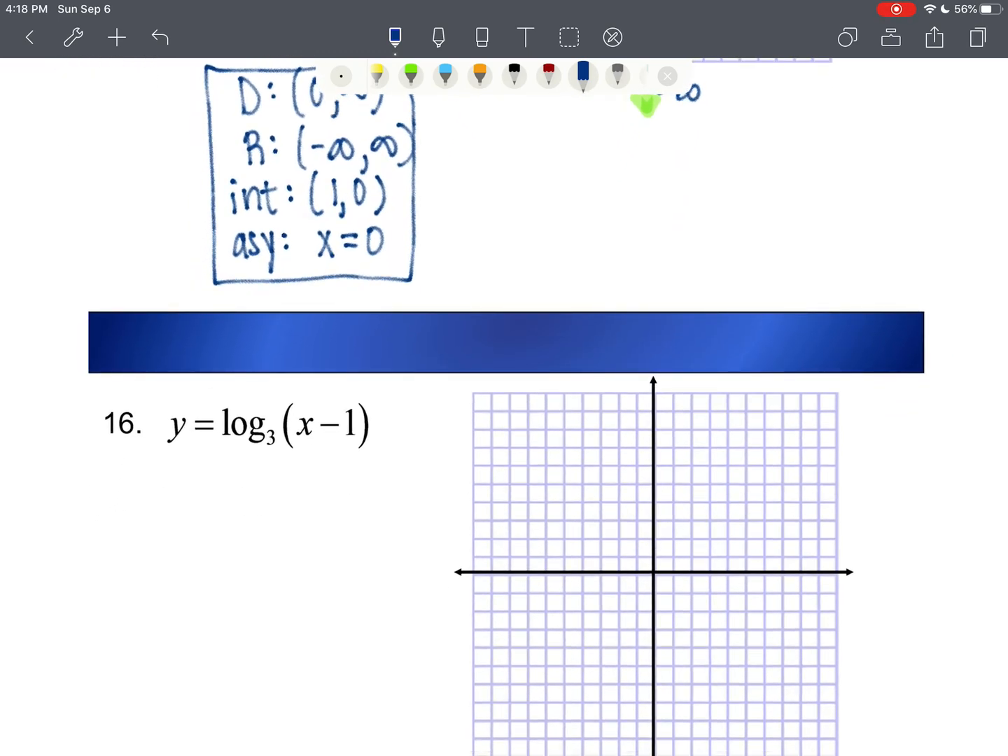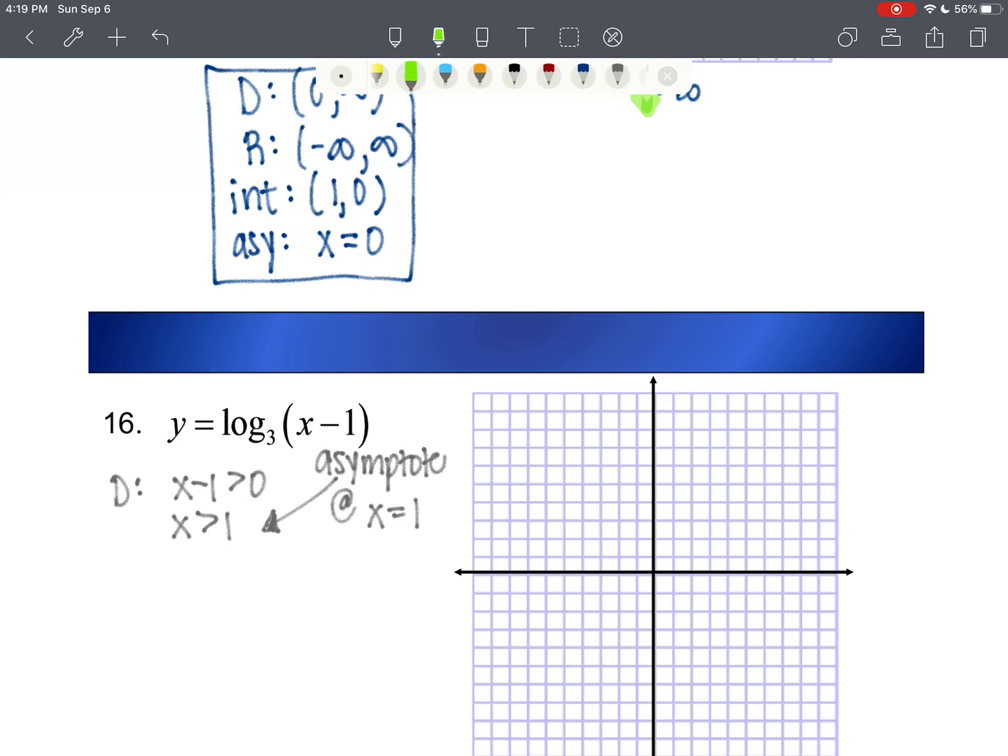Okay, I believe this is our last one. Now, when you have a more complex argument, it's always a good idea to think about your domain first so that you can get an idea, what is my domain going to be? So my domain is going to be x minus 1 is greater than 0, meaning x is greater than 1. That's also going to tell us our asymptote. That means your asymptote is going to be at x equals 1.